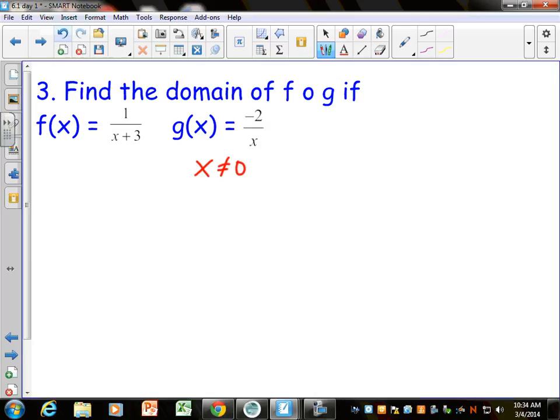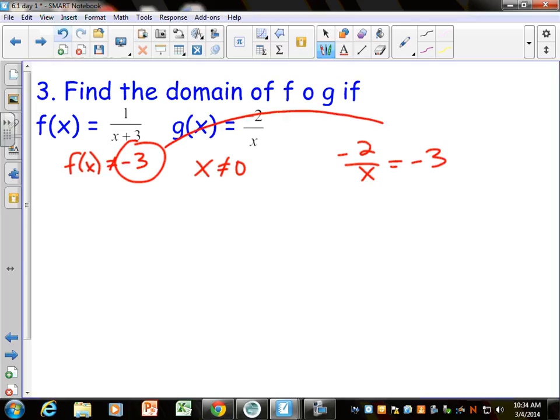So what can't f of x equal? f of x can't equal -3. So what we're going to do is set -2 over x equal to that value. I'm just going to draw a line there so maybe you can see what that's coming from. You take what f of x can't equal, and you set g of x equal to that, because you're plugging g of x into f of x. And then you're just going to solve it, which shouldn't be too terrible. Maybe.